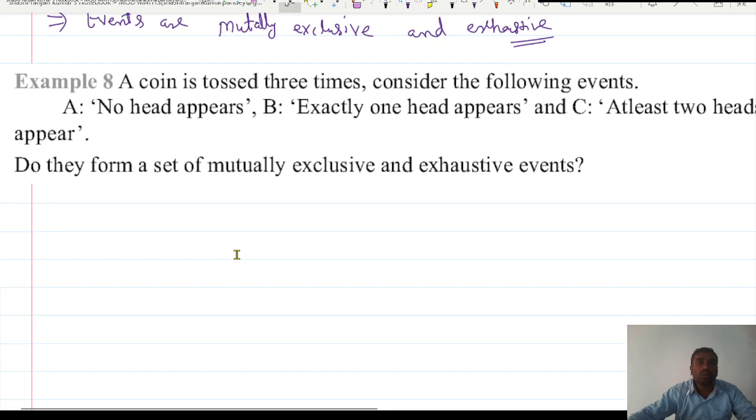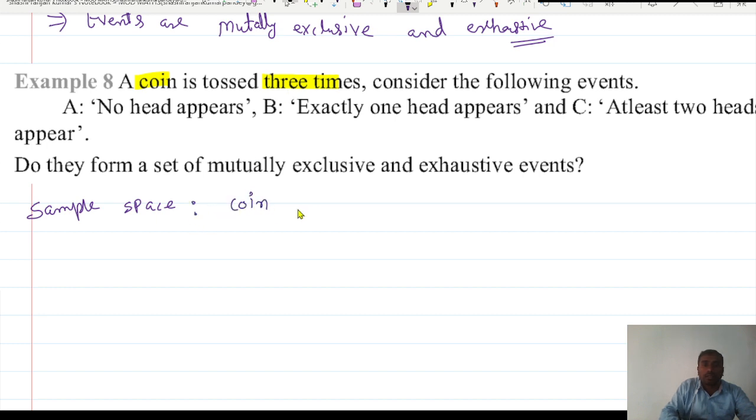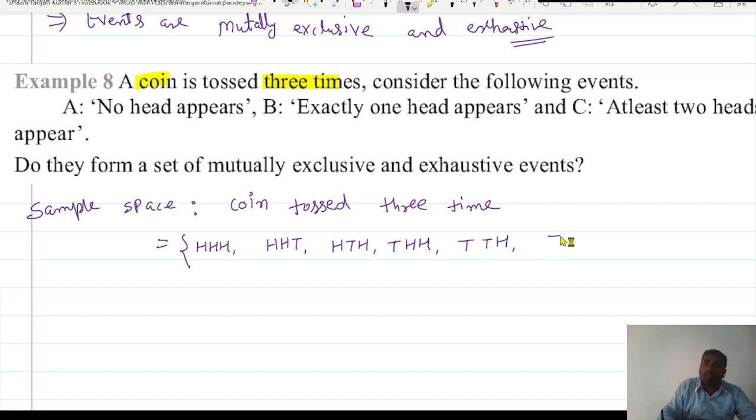Let us see one question here. The question says a coin is tossed 3 times. Consider the following events. Let us first write down the total sample space. So what is the sample space when a coin is tossed 3 times? The outcomes are HHH, HHT, HTH, THH, TTH, THT, HTT, or TTT. These are the outcomes.